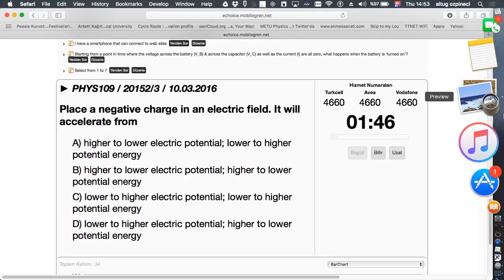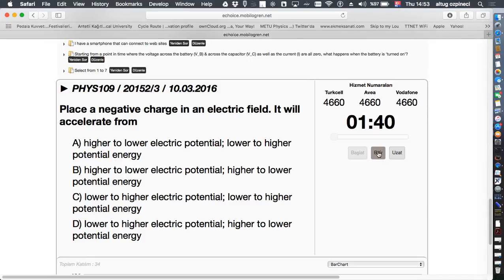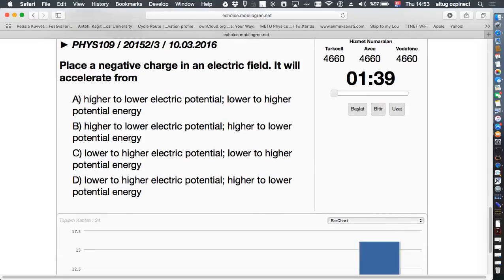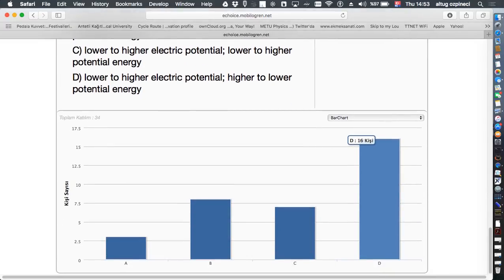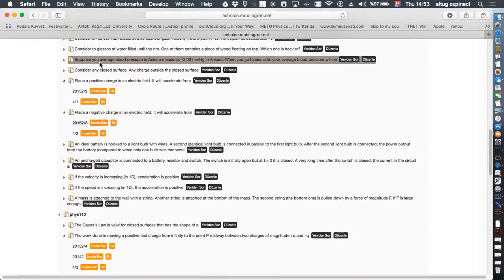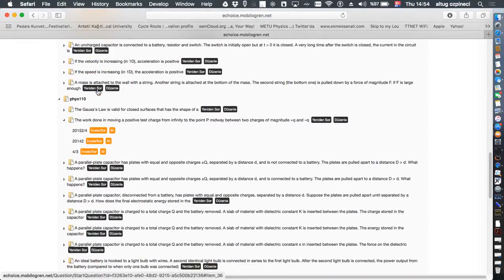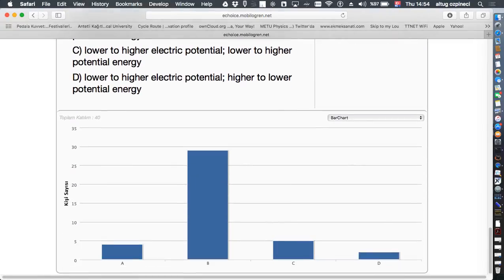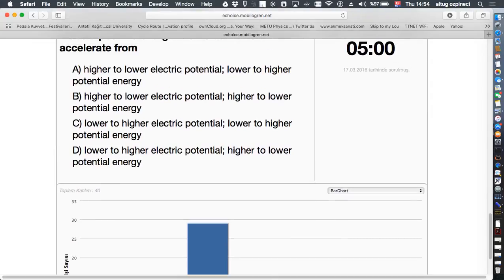Okay, so I will also stop at this one over here. Let's say in this one, the majority, oh, there's a large spread. Let's get the previous one. Okay, let's start with this one. Well, most of you have got the right answer.